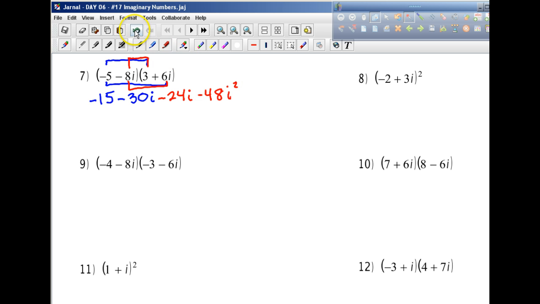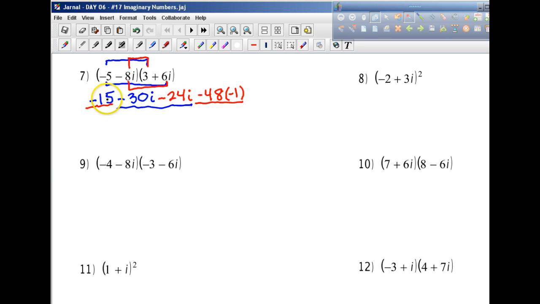And instead of writing i squared, what should you write? -1. So you never really see an i squared in the problem. Anytime you come across the i squared, just change it to -1, and now you know, okay, the -15 and the +48 will go together, and then the imaginary parts go together. It's much clearer if we just change i squareds to -1 and never see it on our paper.